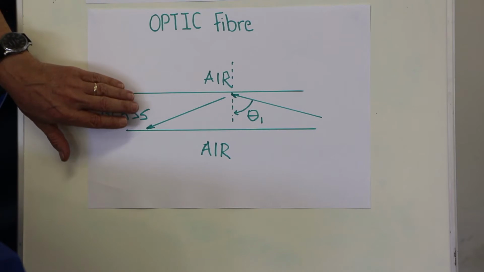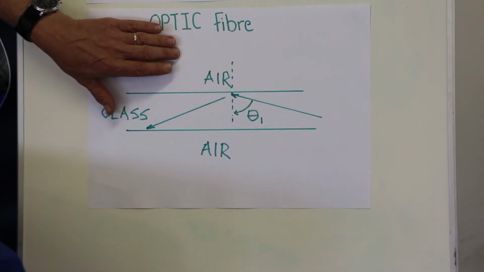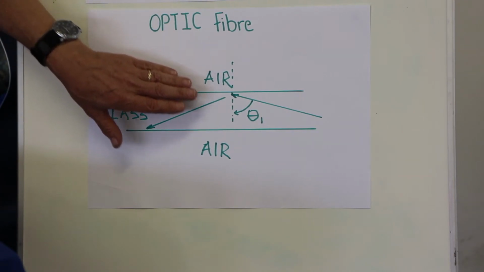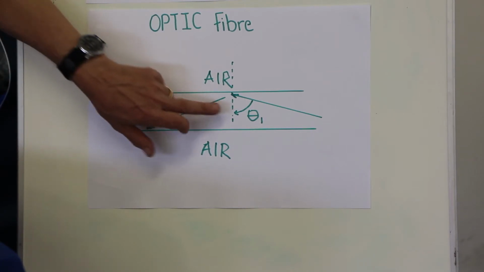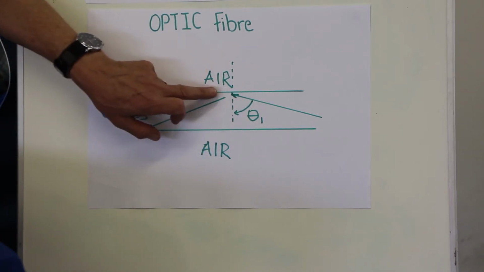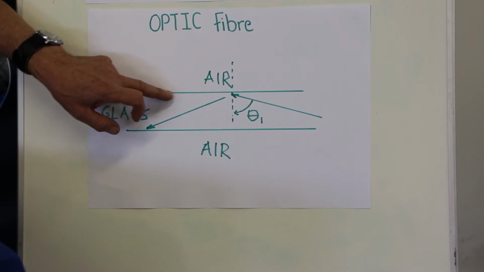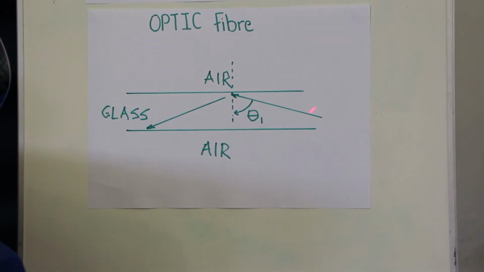But in the case of going from a more dense medium to a less dense medium, the bending will be away from the normal. So in the case of going from glass to air, there is an angle at which the bending angle will be exactly 90 degrees, and after that we will have total internal reflection. This angle of incidence for total internal reflection in the case of glass is 41 degrees.